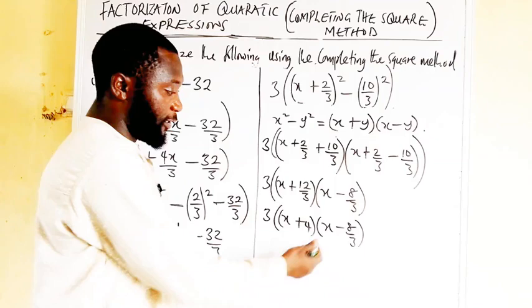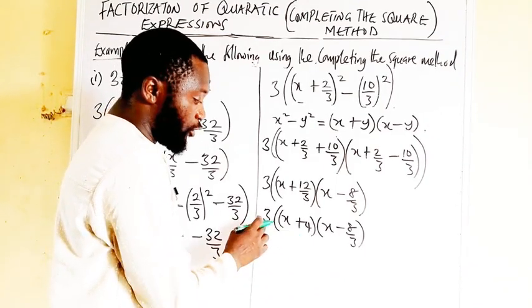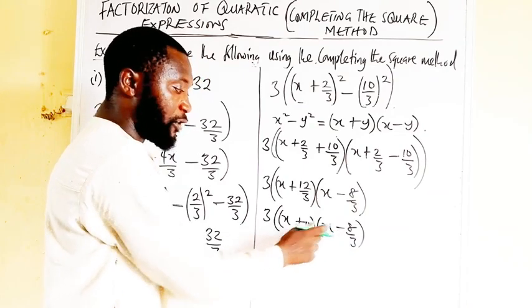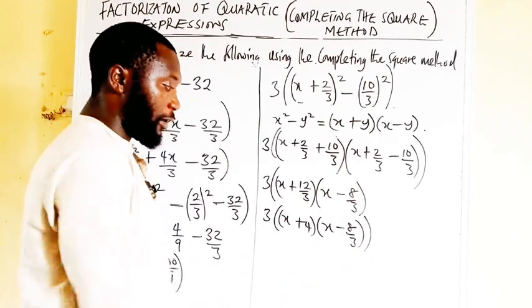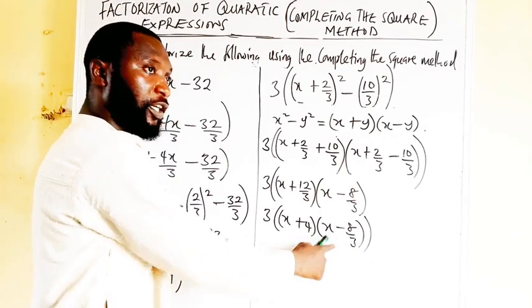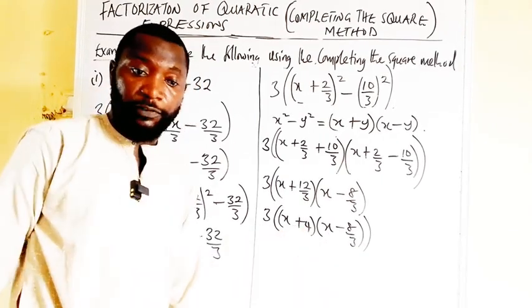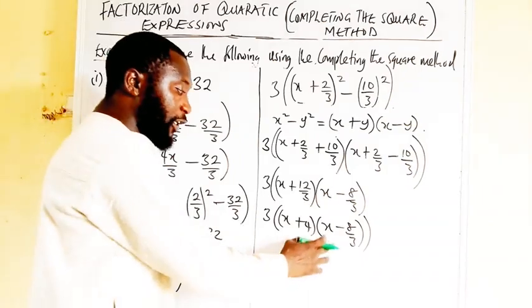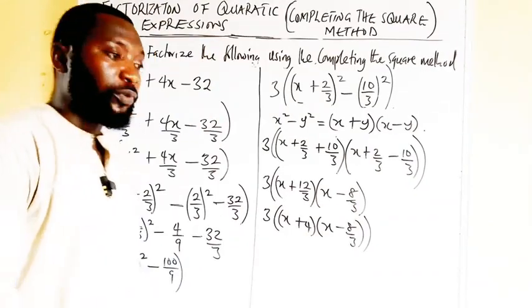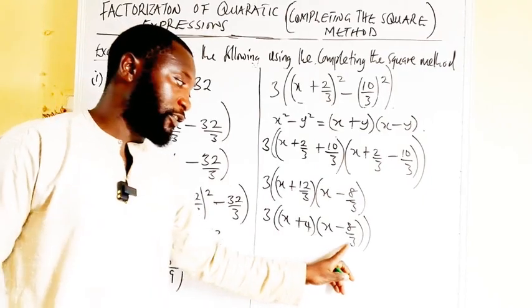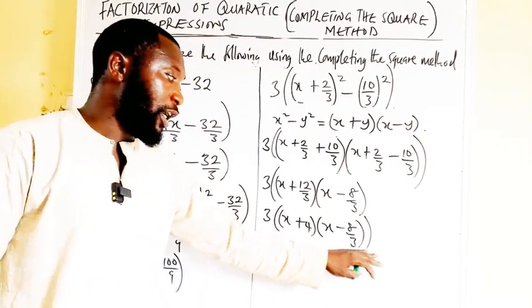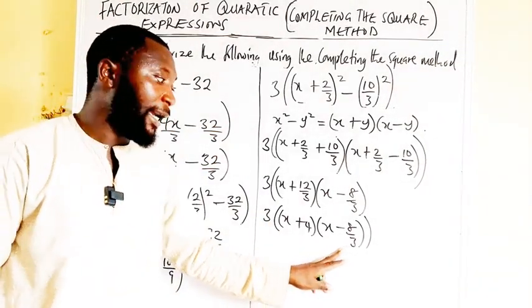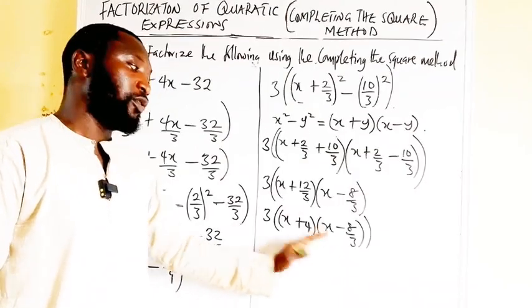And if you like, you can further use this 3 to open one of these brackets. You cannot use it for both, but you can use it for one of these. So I would like to use it for this. Either this or this. Any one you use it for, you are good to go. And if you decide to leave your answer this way, you are good to go. We've already obtained our result. We are able to express this as a product of two linear expressions. So this is the result.